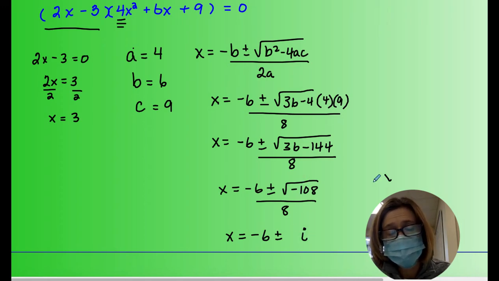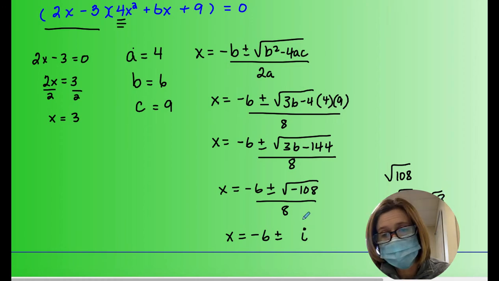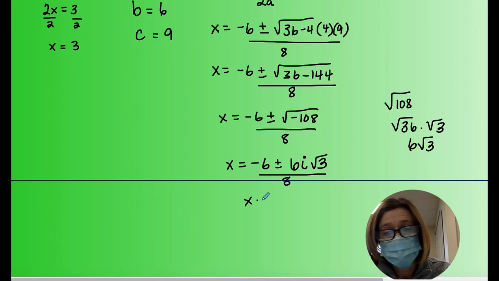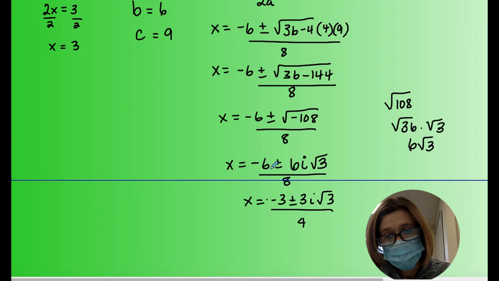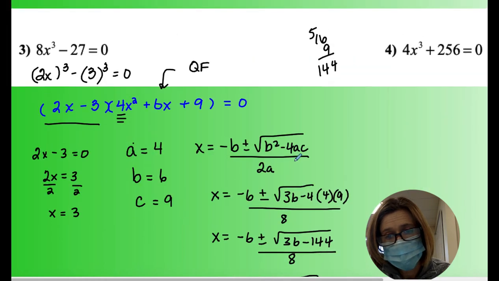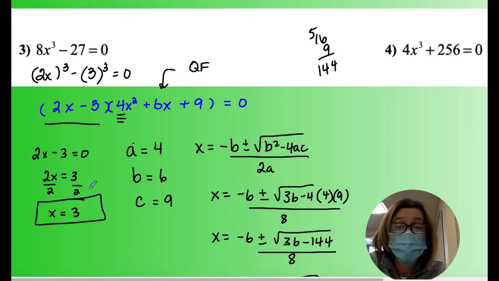I have to simplify the square root of negative 108. So remember, I've got to handle that negative first, so that's i. And then I want to simplify the square root of 108. All right, well, I know 9 goes into it, so I'm going to check 36. And I think 36 goes into it 3 times. So this becomes 6 root 3. So this becomes 6i root 3. I'm going to write it like that, all over 8. And then I can simplify those by 2, giving me negative 3 plus or minus 3i root 3 over 4. Okay, and those are my other 2 roots.